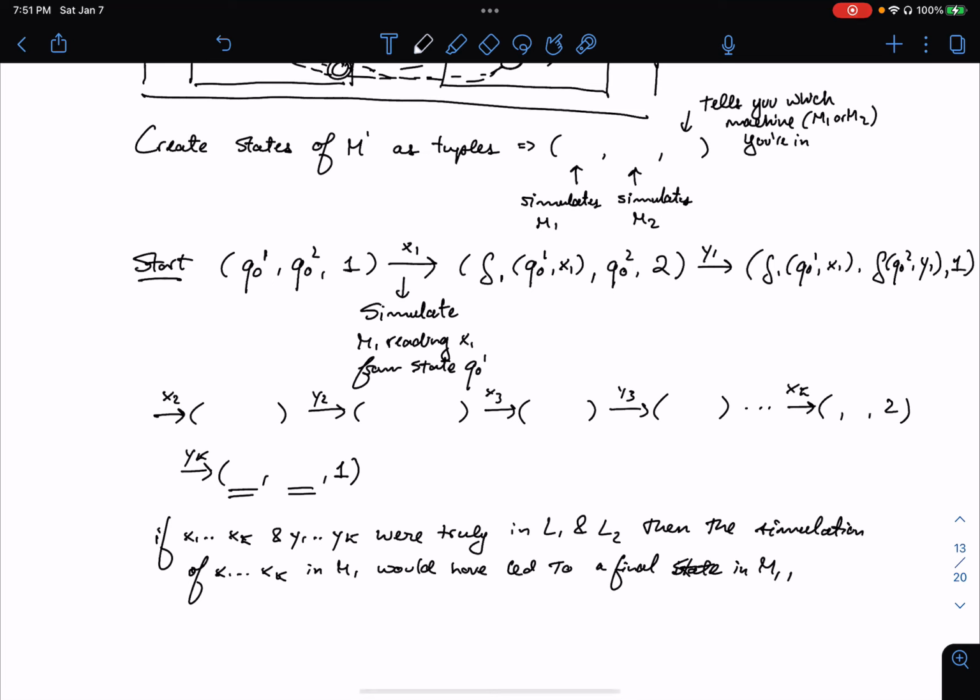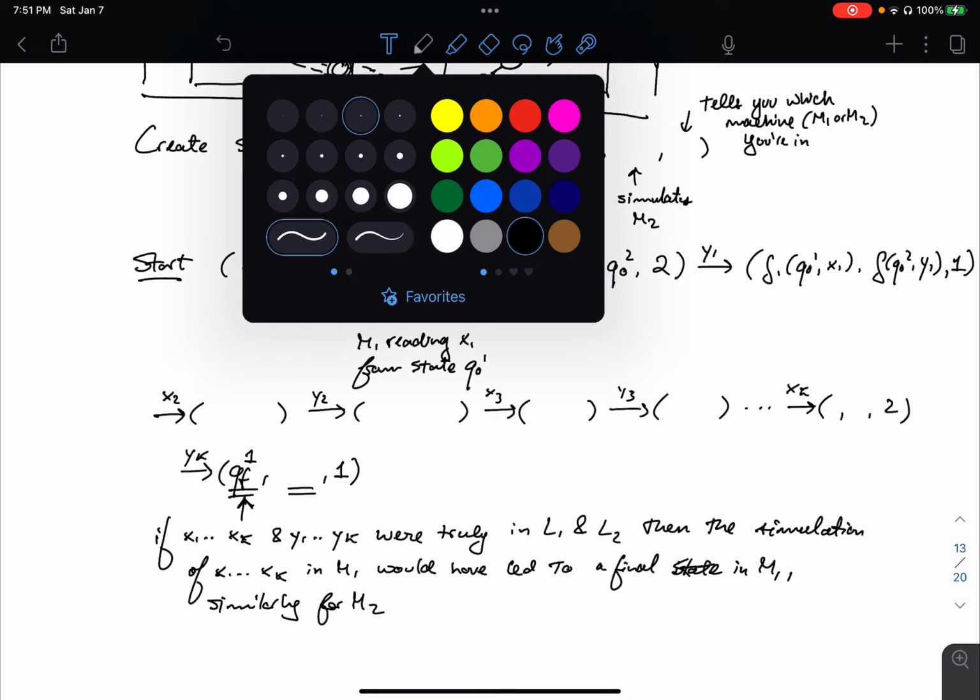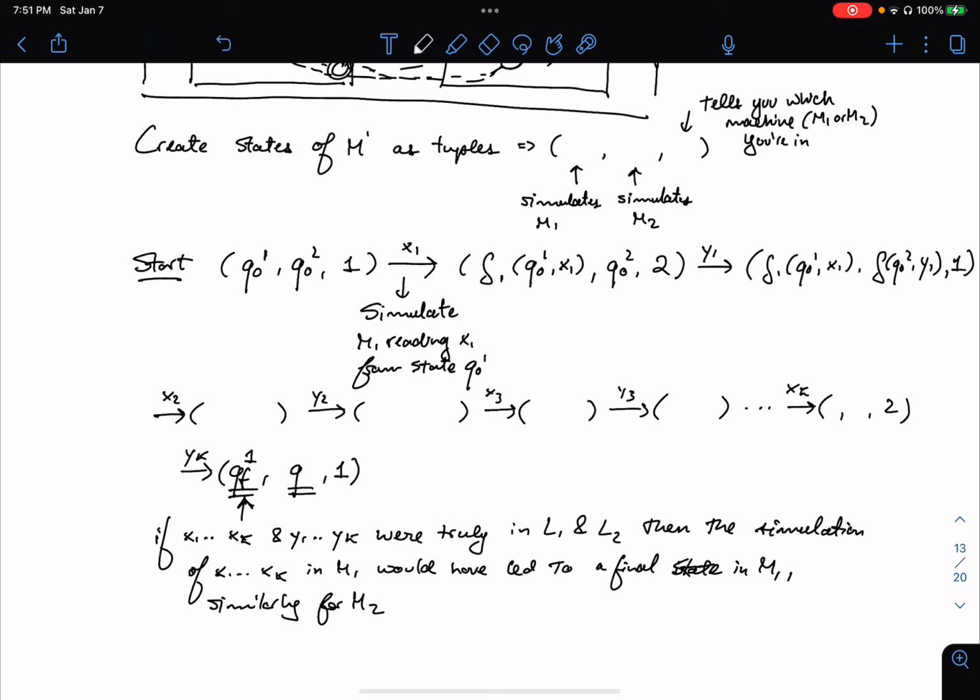And then similarly for M2. So this means that the state that I should be in here for M1 should be a final state of the machine M1, and the state that I should be in here should be a final state of the machine M2.